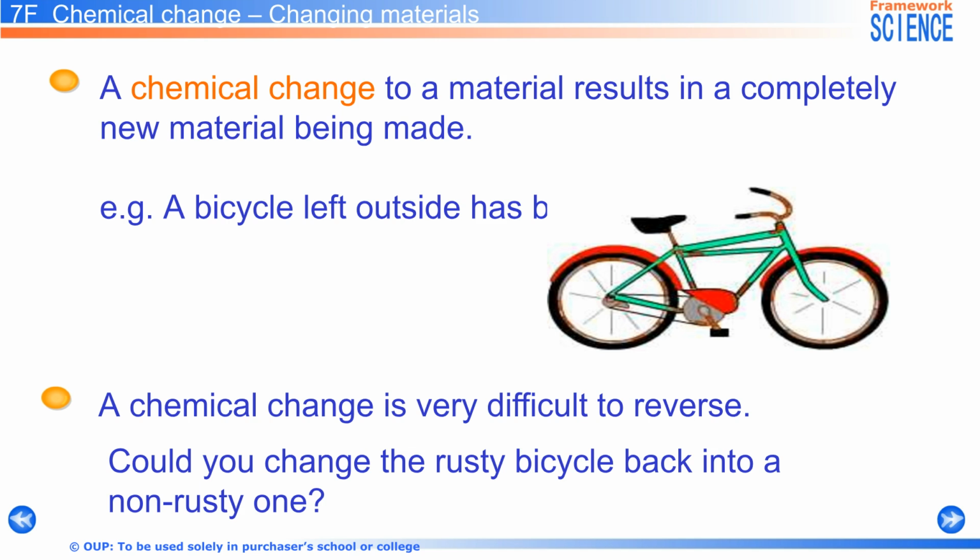A chemical change creates a completely new material. For example, a bicycle left outside can become rusty. Chemical changes are very difficult to reverse. Could you change a rusty bicycle back to a non-rusty one? We can categorize changes as either physical or chemical.